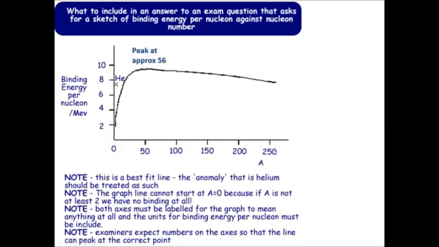So you need to know values on the y-axis, values on the binding energy. It's a best fit. There is an anomaly that's helium, so you should really show helium if you can. The graph really can't start at A equals 0, because if A is not at least 2, we have no binding at all, but that's a minor point. Both axes must be labelled for the graph to mean anything at all, and examiners expect numbers on the axes so the line can peak at the correct point. Okay, so that's the style of graph that you would need to be able to draw from memory for the exam.